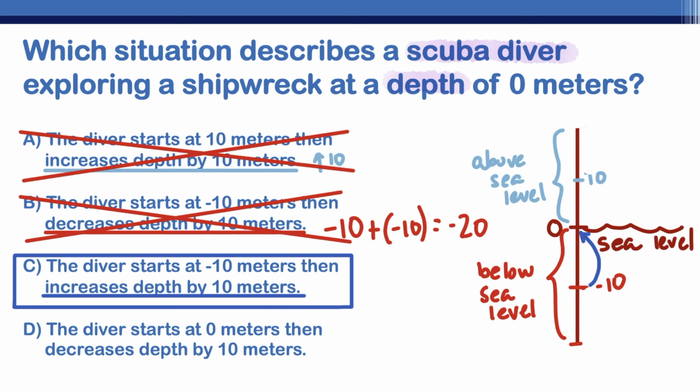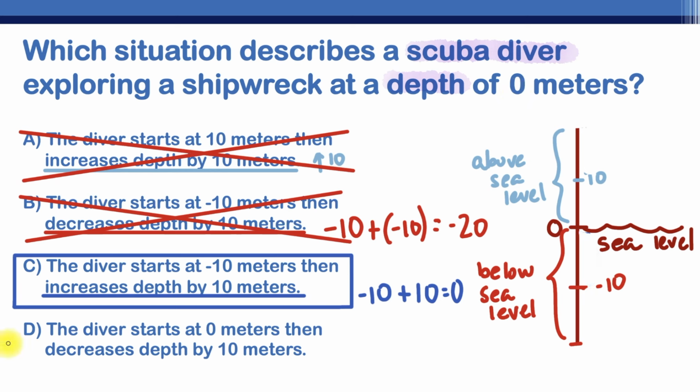Because it puts the scuba diver at 0 meters. And if we show that mathematically, we would end up with the following. The diver starting at negative 10 meters, that's negative 10, then increases, so plus, a depth by 10 meters. So that's negative 10 plus 10, and that equals 0, which again represents sea level and is exactly what we want.